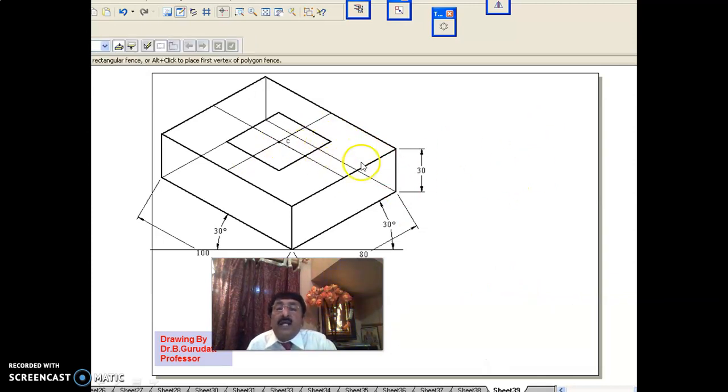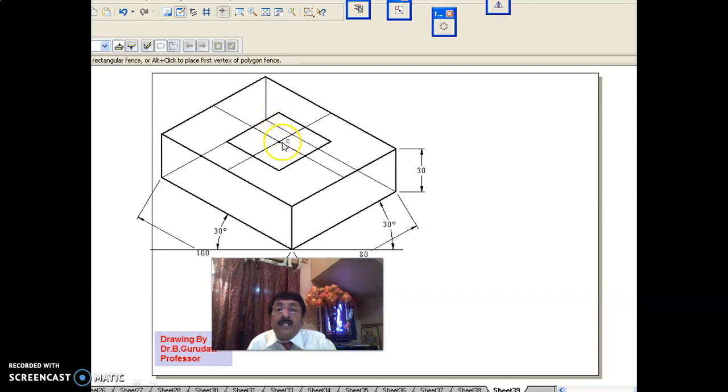Once you place it here, please observe, the fold has to be shown properly. The edge from this cannot be seen, but the edge from this can be seen, correct, no? The edge from this can be seen because it is a top surface. This edge is invisible, this edge is invisible, this edge is invisible, this edge will be visible.